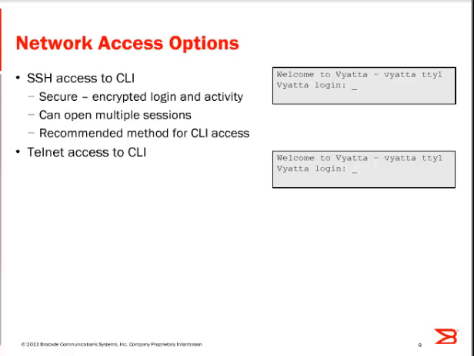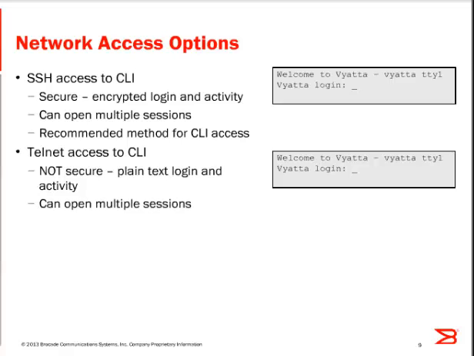A second method of access is a telnet session. The end-user experience is similar to SSH, but telnet is not secure. It uses plain text to transport both username/password information and command activity. As with SSH, the vRouter supports multiple simultaneous telnet sessions.